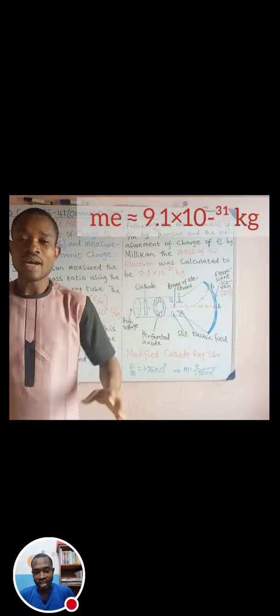At this point, we are going to give attention to the modified cathode ray tube. But before then, quickly, let us highlight the measurement of charge to mass ratio, as well as the determination of the mass of an electron. After that, we can conclude with the modified cathode ray tube, its components, and what their functions are. You are expected to know that.